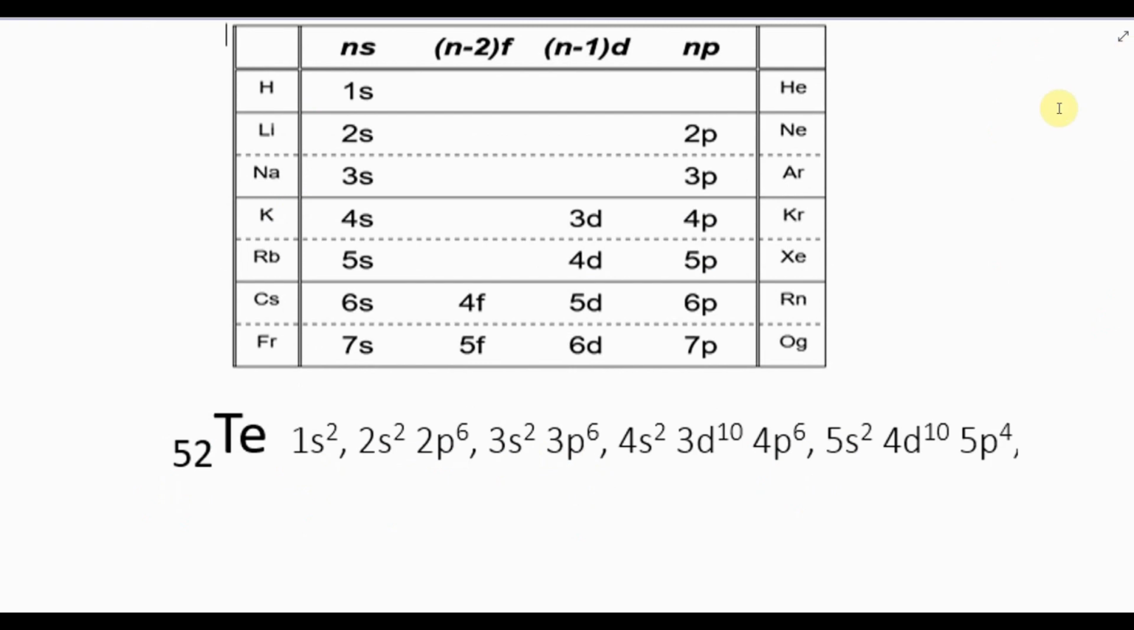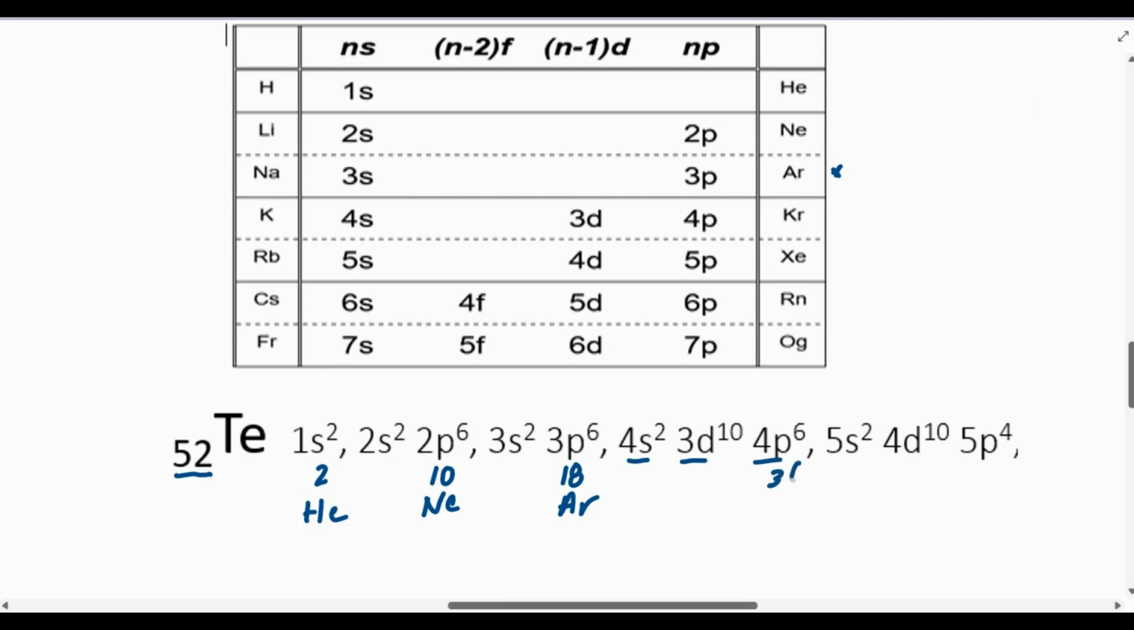How would you write the electron configuration of tellurium? It's got 52 electrons, 52 protons. The first 2 brings you to helium. 8 more brings you to neon. 8 more brings you to 18, that's argon. And then we have the fourth shell, 4s2, 3d10, 4p6, that's 18 more. That'll give you 36. When you get to krypton, we want to go to 52.